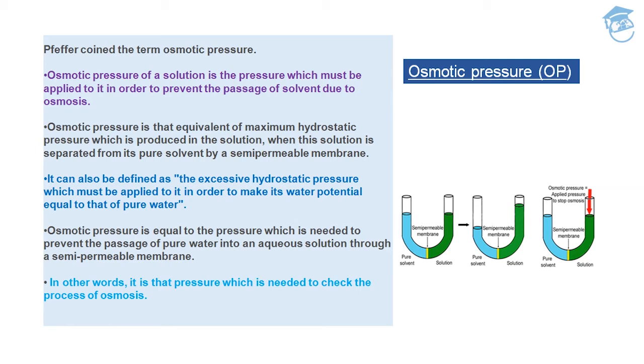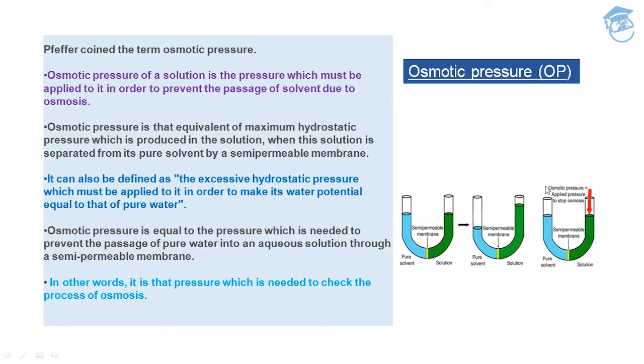Osmotic pressure is equivalent to the maximum hydrostatic pressure which is produced in the solution when this solution is separated from its pure solvent by a semi-permeable membrane. So osmotic pressure can be defined as the excessive hydrostatic pressure which must be applied to it in order to make its water potential equal to that of pure water.